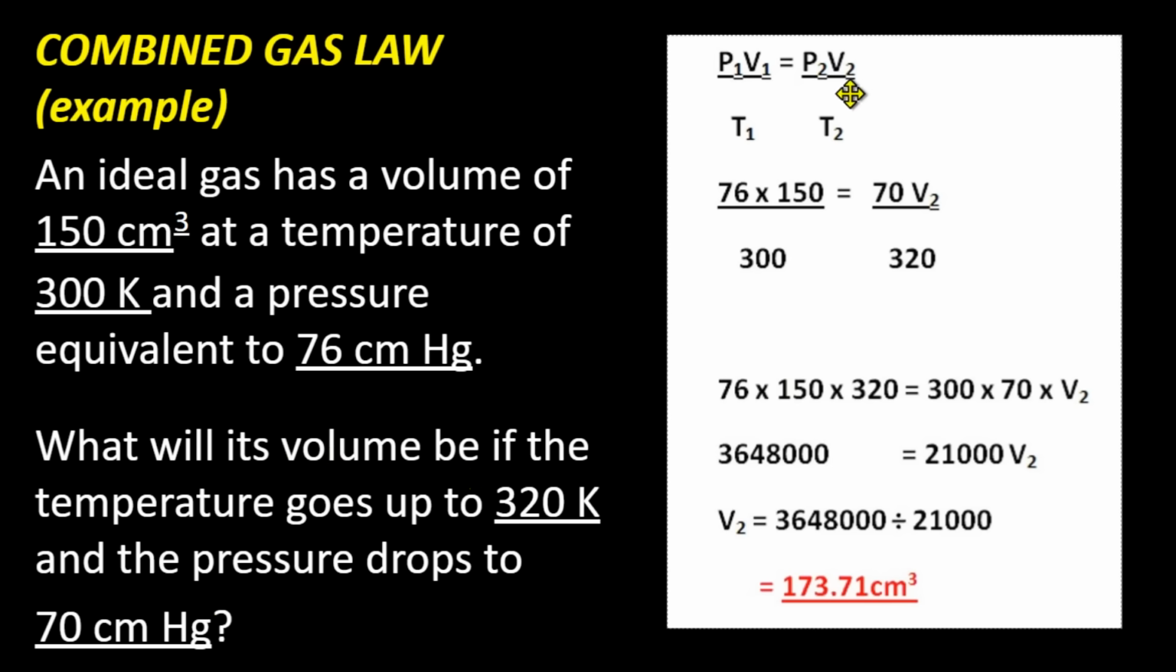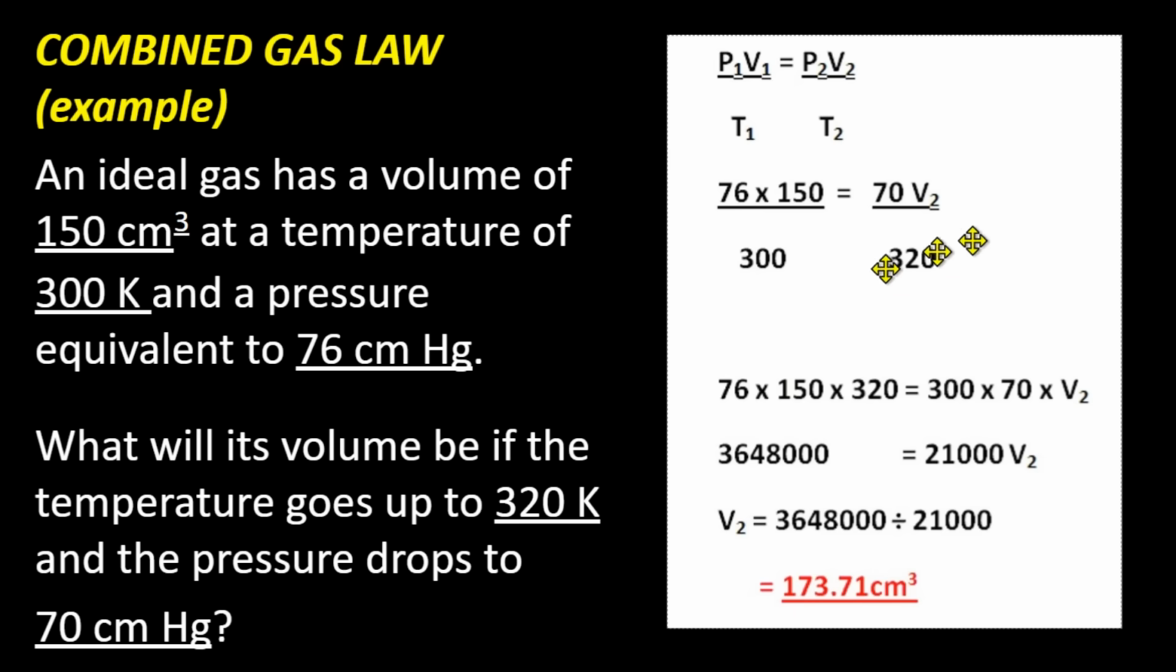We use the formula here, and pressure 1 is going to be 76, volume 1 is going to be 150, and temperature 1 is going to be 300 Kelvin. This will be the initial. The final, P2 is going to be 70, V2 is unknown, and the final temperature is going to be 320.